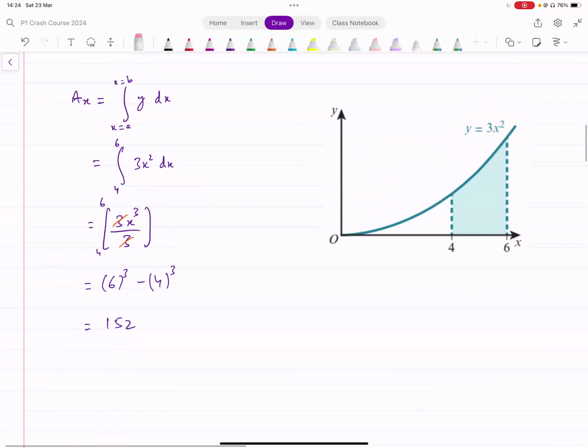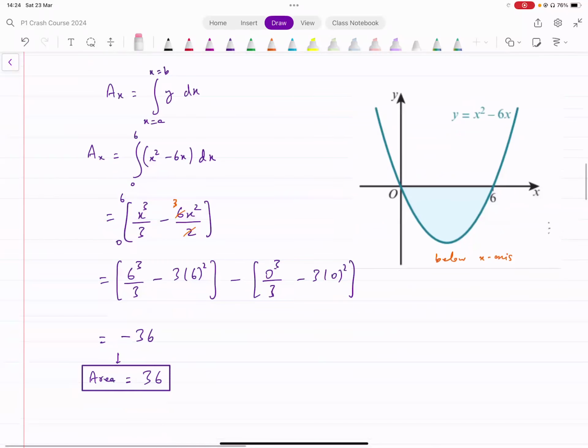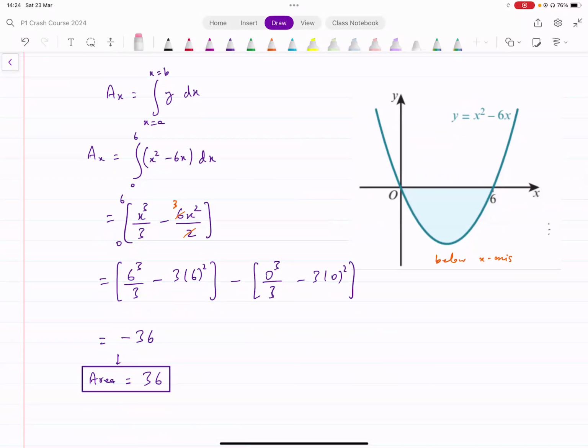Then we did a number of other examples. If you had to find this area, we did integration for this. If you have area below the x-axis, the area value from the formula turns out to be negative. You just write it as a positive value at the end, and you get the result.